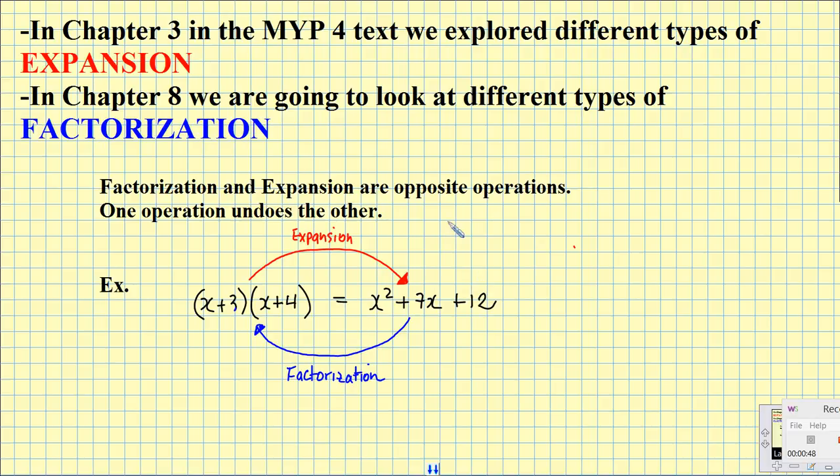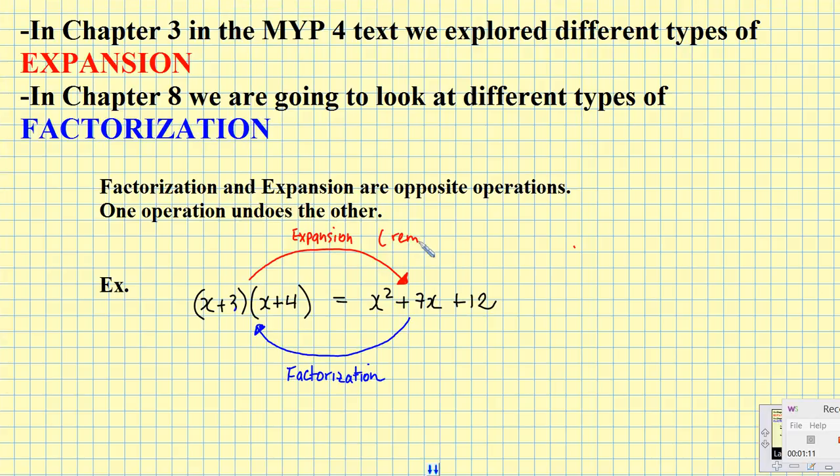Now, if I wanted to go backwards, in this situation we have parentheses that we are removing. So in expansion, we are removing parentheses, or removing the brackets. When we're looking at factorization, we are going backwards, and that means we are placing the parentheses or the brackets back into the expression. So what does that mean? It means I'm going to go back and look for the two original parentheses, or binomials in this case, that made up x squared plus 7x plus 12.